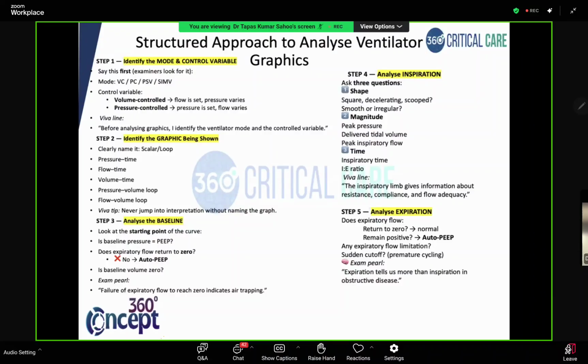Now, if there is any expiratory flow limitation, you will say whether you are dealing with premature cycling or sudden cutoff. So here come the 2 concepts, whether it is premature cycling or delayed cycling. I have shown you the picture in the third or fourth slide where you get the trigger, then the target, and then the cycling. So cycling may also be one of the troubleshooting points for you. Expiration tells us more than inspiration in obstructive disease. Inspiration would be more informative for a compliance problem, like an ARDS problem. Clear?